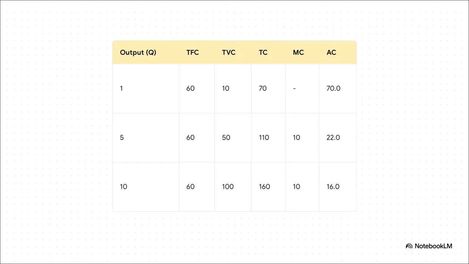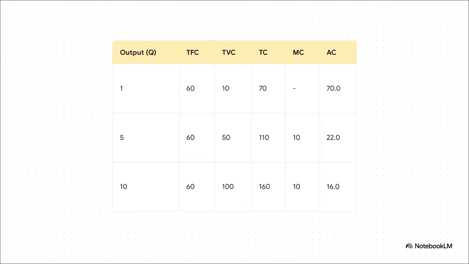You can see it right here. The total fixed cost, TFC, is always 60, and the total variable cost, TVC, is just 10 for every single unit we produce. So yeah, when we make 5 units, the TVC is 50, and the total cost is 110. It's a straight, predictable line.